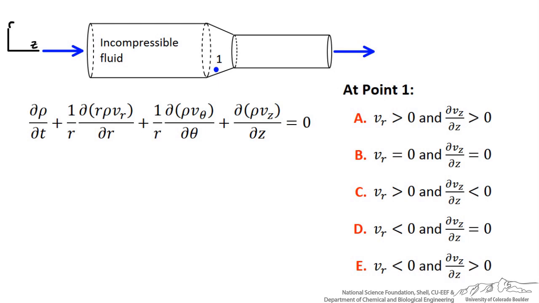We may use this information to help solve the Navier-Stokes equations and describe fluid flow behavior within this section, although that may be very difficult for this flow field. But regardless, below the diagram we have the mass continuity equation given in cylindrical coordinates.